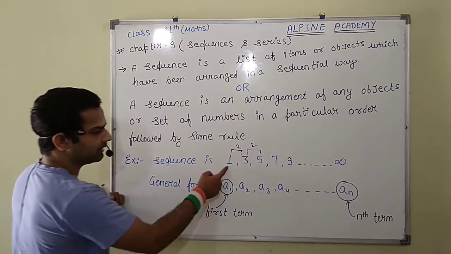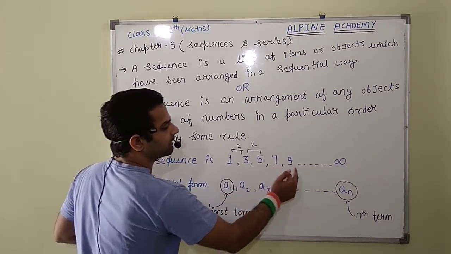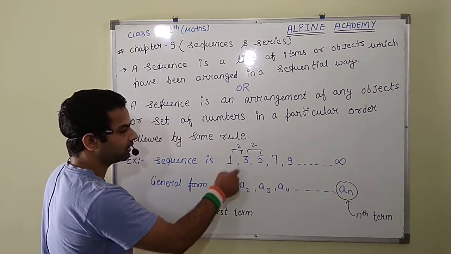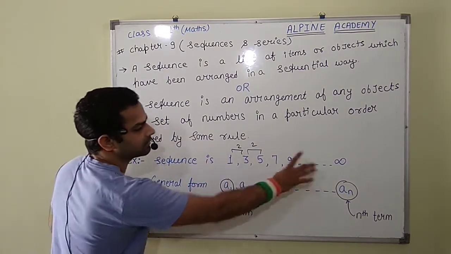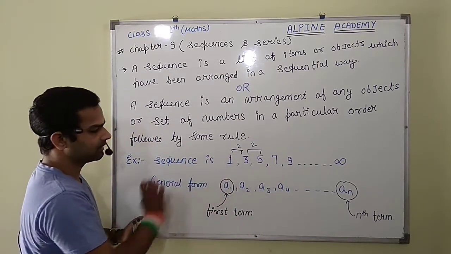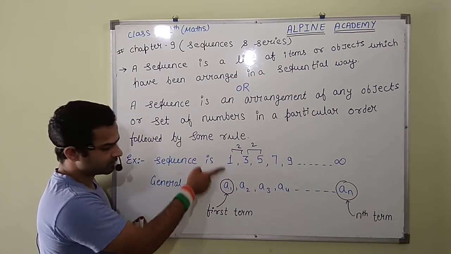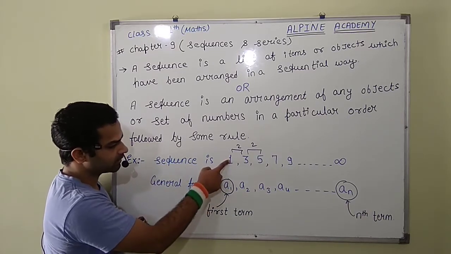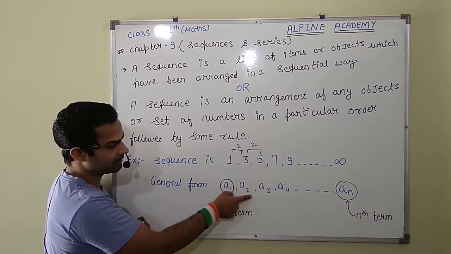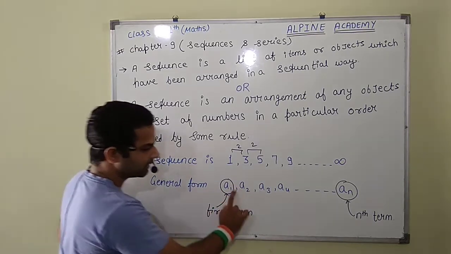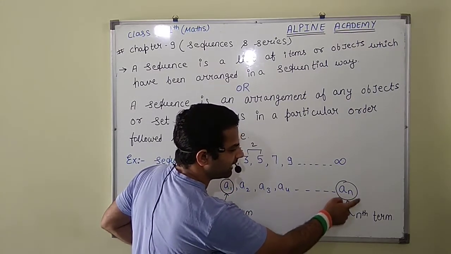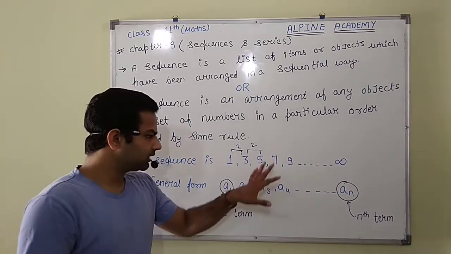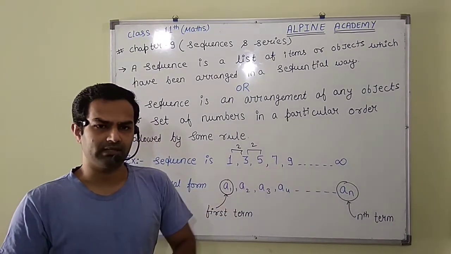Now each number in this sequence is called a term of the sequence. Any number in the sequence is called the term of that sequence. We will represent these terms by subscripts. So A1 represents the first term, A2 the second term, A3 the third term, and so on. Similarly, An represents the nth term of the sequence. This sequence can be finite or infinite.